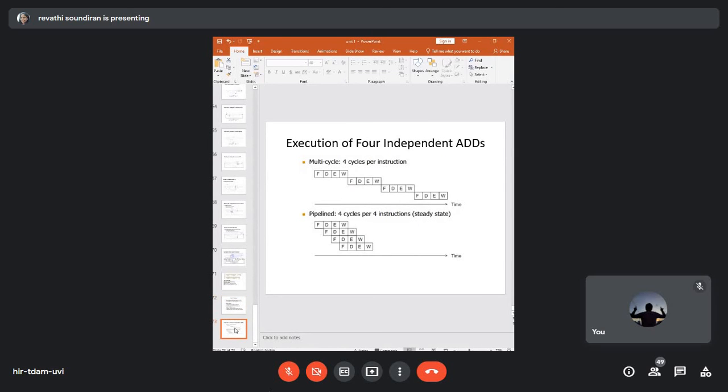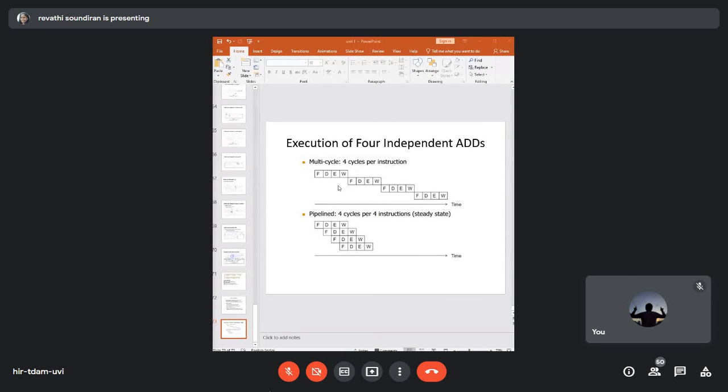So now let's understand the execution of 4 independent add operations. Before we get into the pipelining concept with respect to your single cycle processor and your pipeline architecture, we'll understand something like the execution of 4 independent add operations. Let me consider that I'm performing an add operation. For that operation, I need fetch, decode, execute, write. Say these are the 4 basic operation sequences that I have to follow.